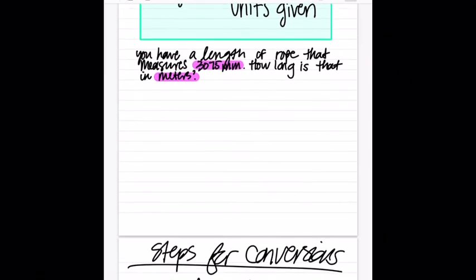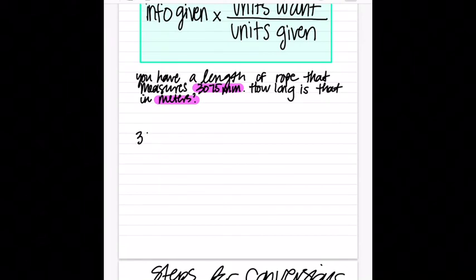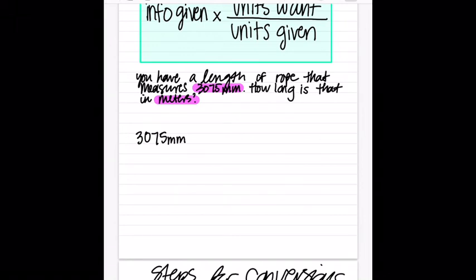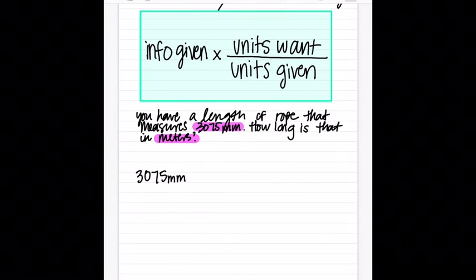Let's write down what's given from this question. So I'm going to take 3,075 millimeters. You've got to include your unit. Units are super, super important. That's my information that's given. So let's go back to this generic formula.